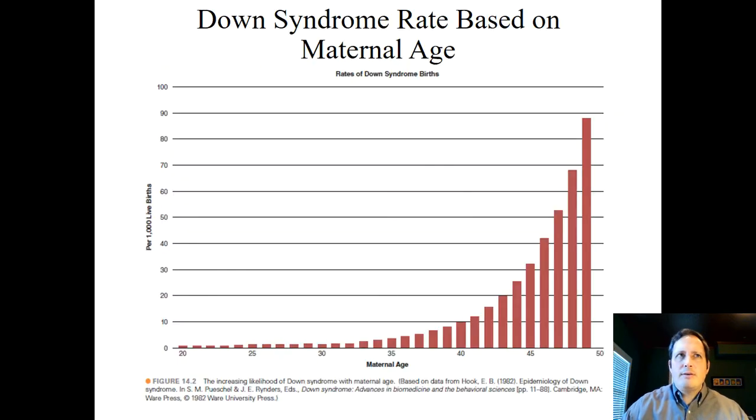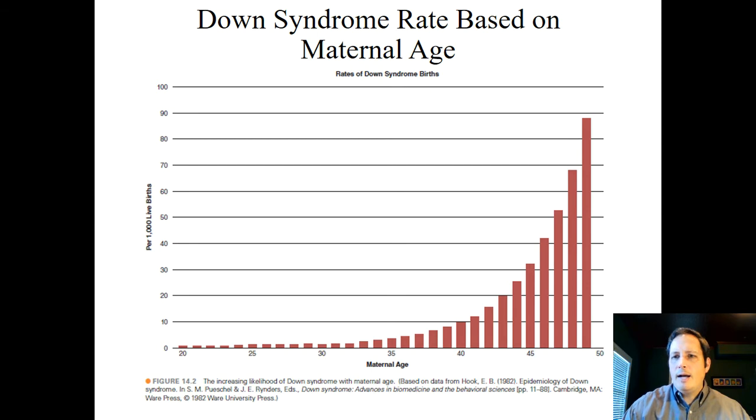On this next slide, you can see the rate of Down syndrome based on maternal age. You see that until 35, you're not seeing hardly any incidence at all. By 40, you're beginning to see it increase, but really between 40 and 50 years old, which is towards the end of a woman's reproductive life, the incidence of Down syndrome just skyrockets.